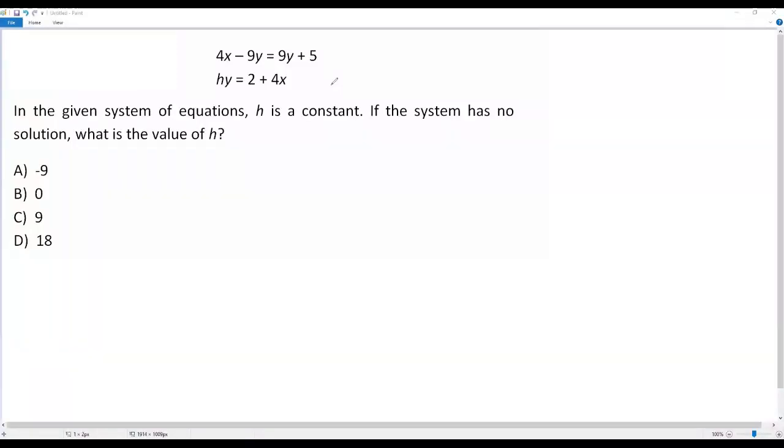Here we have a SAT math problem. Okay, let's go to the question. Here we have a system of two linear equations. 4x minus 9y equals 9y plus 5. hy equals 2 plus 4x.